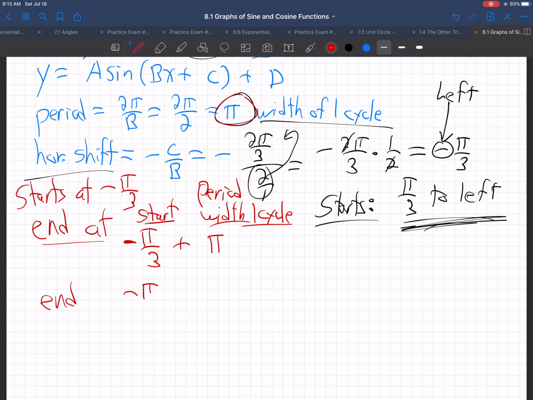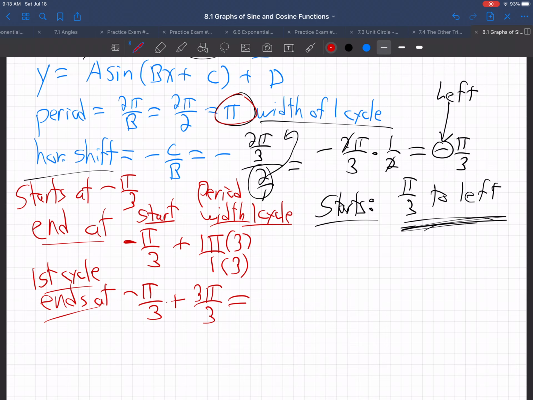The first cycle ends at minus pi over 3 plus pi, and this is 1 over 1, so multiply top and bottom by 3. We get 3 pi over 3, so that's minus 1 pi plus 3 pi is 2 pi over 3. So that's where it's going to end one cycle. So you see how we find the ending point there? You find where it starts and the width of one cycle.